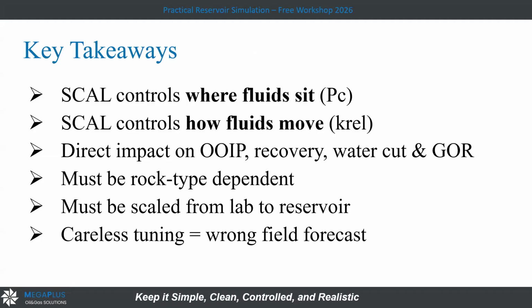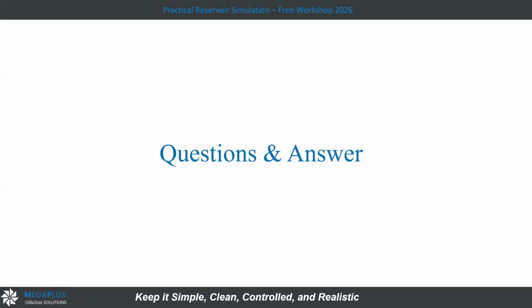The data from the lab must be scaled by you by normalizing and using the Leverett J-function, knowing exactly the endpoint scaling, and if you have to assume, you have to assume realistic figures. You have to know that if you don't tune the curves in this normalizing and Leverett function, do not look for an accurate forecast at all. So I think I have finished my time, and I'm open here for any questions and answers.